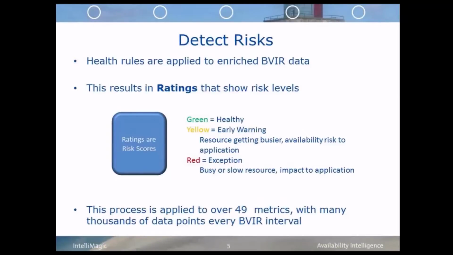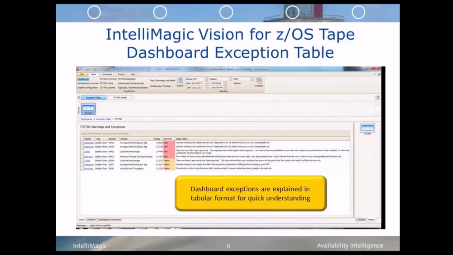With multiple dashboards available in IntelliMagic Vision for z/OS Tape, customers have found it useful to look first at the dashboard exception table. This allows them to see all of the risks detected in this reporting interval on one screen. Here on the far left is the categorization of the problem and a link to the chart showing the specific details, so you can see whether this is something that occurred as a spike or if it's actually occurring at multiple intervals over the same period. In the middle is the consolidated ranking with the assessment of severity of risk and the color coding. On the far right is some detail concerning what this problem is, as well as some suggested remedial actions that might apply to this situation.